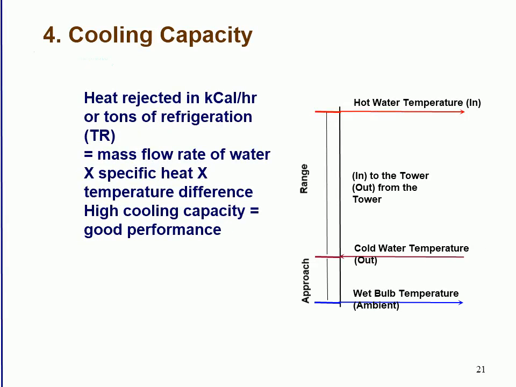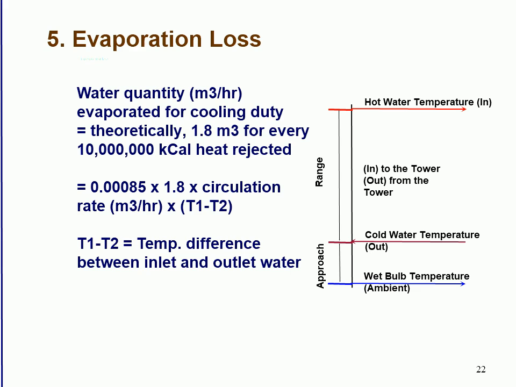Cooling capacity is the heat rejected in kilocalorie per hour or tons of refrigeration, given as the product of mass flow rate of water, specific heat and temperature difference. High cooling capacity means good performance. Evaporation loss is the water quantity evaporated for cooling duty. Theoretically, the evaporation quantity works out to 1.8 meter cube for every 1 million kilocalorie heat rejected.